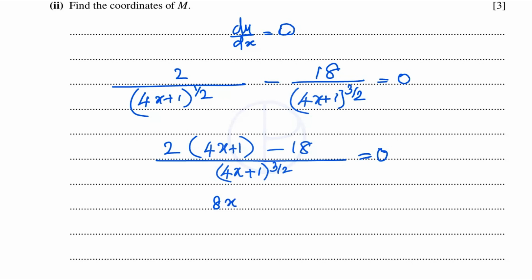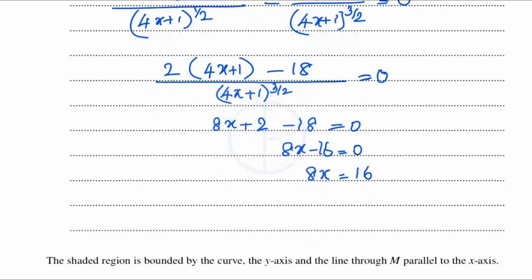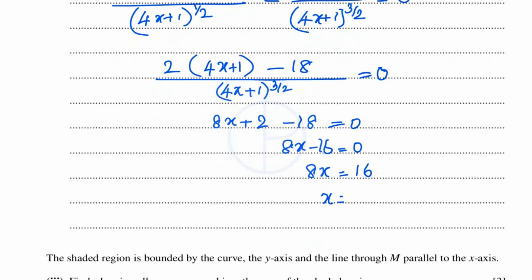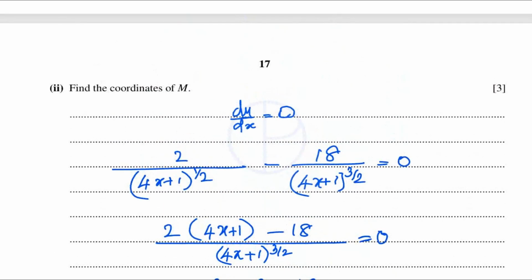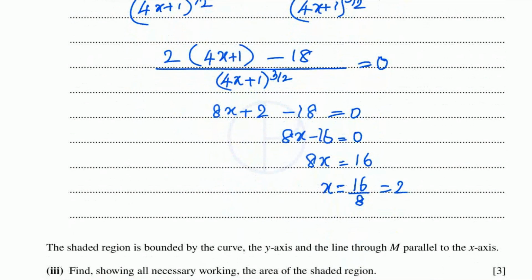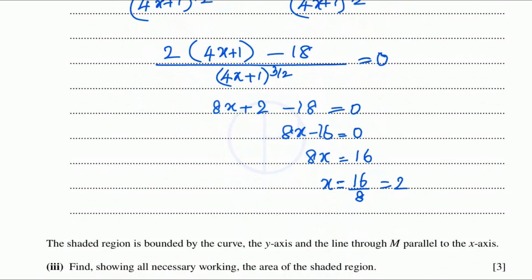So 8x plus 2 minus 18 equal to 0. Or 8x minus 16 equal to 0. Or 8x equal to 16. So x equal to 16 divided by 8, which is 2. So the coordinate of M is, when x is 2, we have to find the y value.